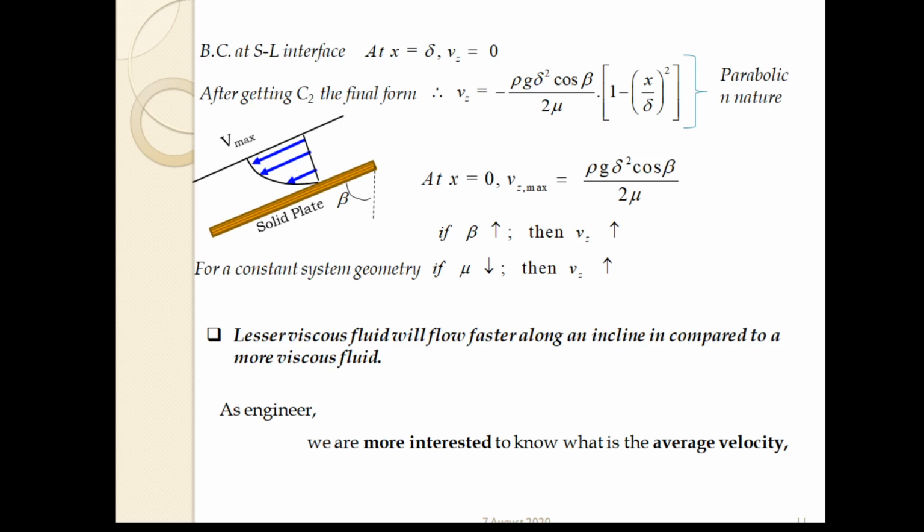So from this velocity profile we know that if we increase the angle beta, the velocity will increase. If we decrease the viscosity of the fluid, we can also increase its velocity in the z direction. So a less viscous fluid will flow faster along an incline compared to a more viscous fluid.